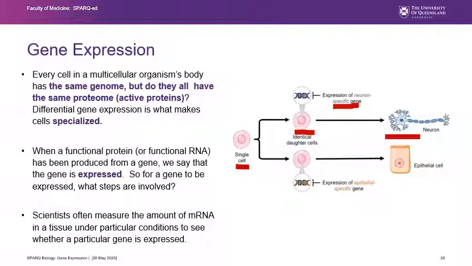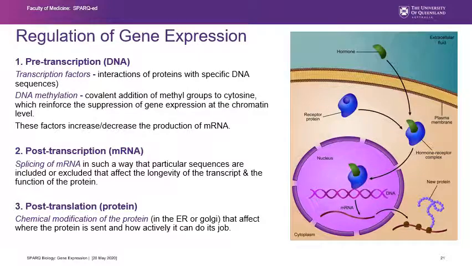Alternatively, the second identical daughter cell goes through a different pathway, and under different conditions, the epithelial specific genes are switched on and converted to proteins. The presence of those proteins within the cell cause it to change and become an epithelial cell. All cells within an organism have the same genome, but they have different proteomes. Let's look at some of the factors that can control or regulate gene expression. I'm going to talk briefly through this slide, and then we're going to look at two specific examples.